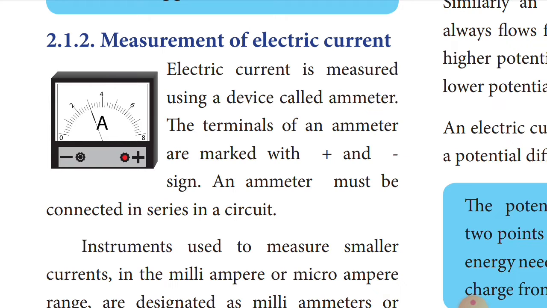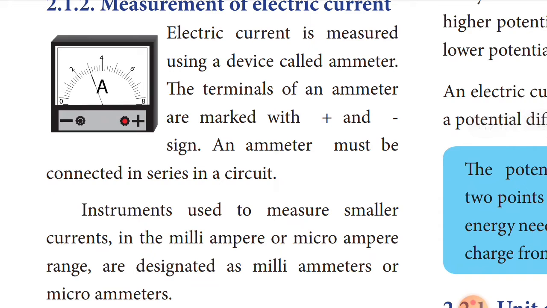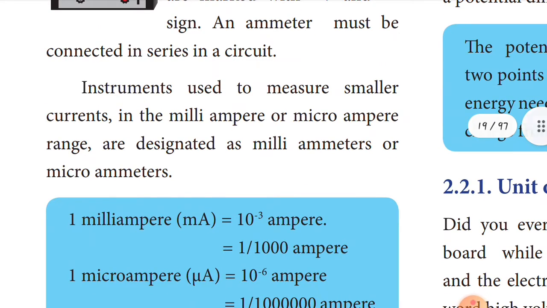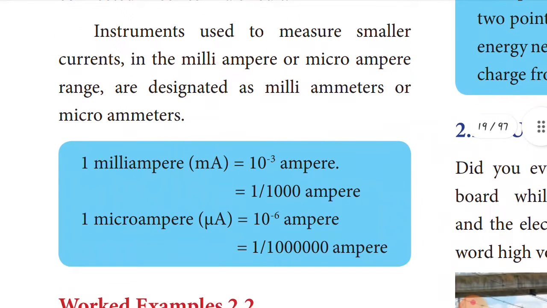Here the values denote 0 to 8. The electric current is measured using a device called what? Ammeter. The terminals of the ammeter have positive and negative signs. And the ammeter must be connected in what? Series in a circuit. This is the instrument, children, used to measure smaller currents in the milliampere or microampere range, designed as milliammeters or micrometers.